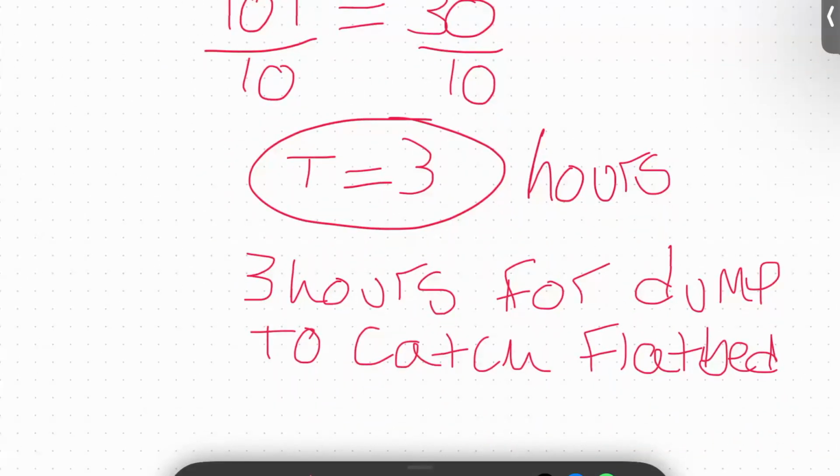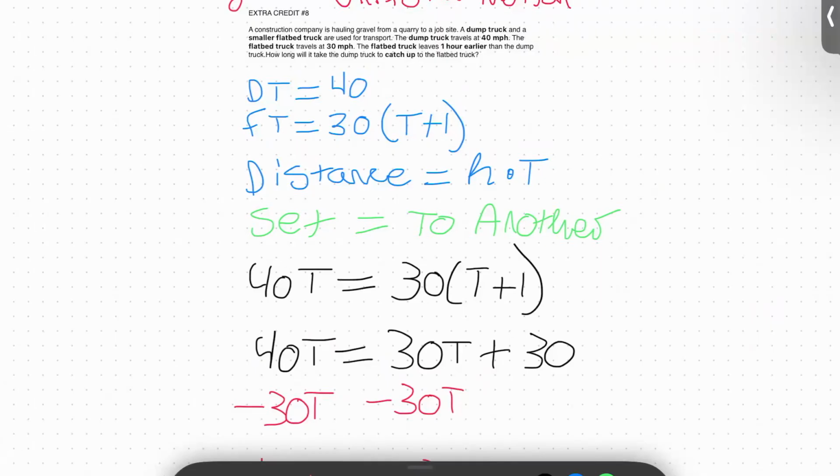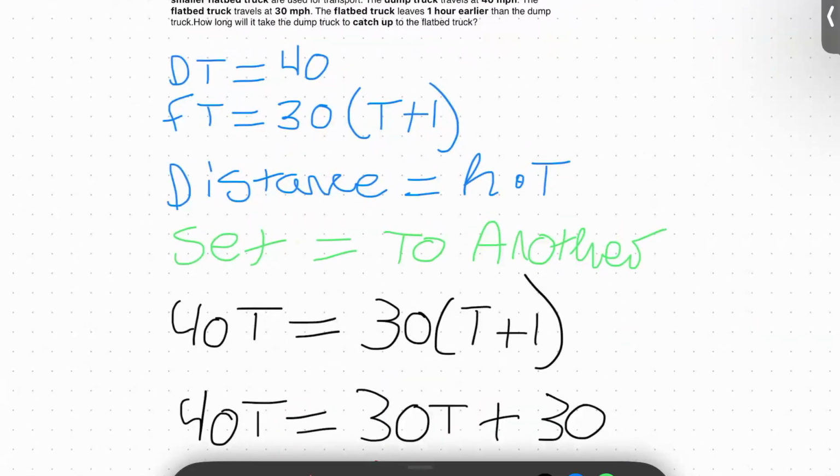There. Pretty straightforward. Remembering to set them equal to one another can be tricky. And then there's always going to be a stationary. And then there's one where it has a plus, right? Or a minus. It's going slower by an hour. One of them is changing. One of them is stationary. The dump truck, and this would be stationary.